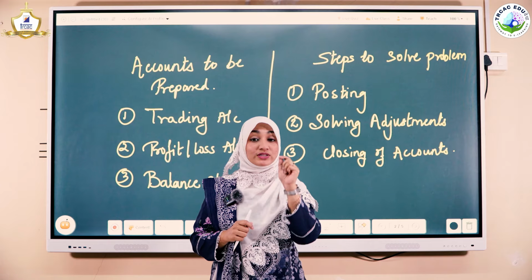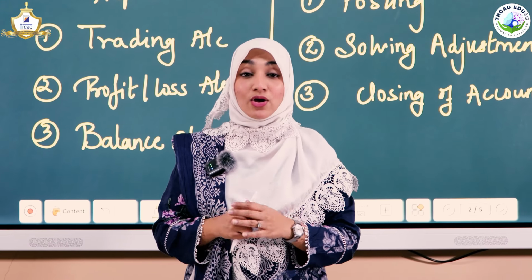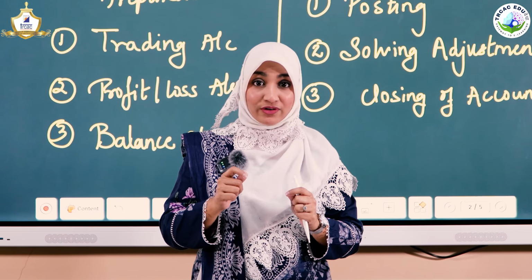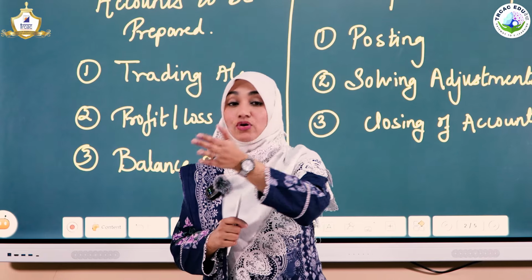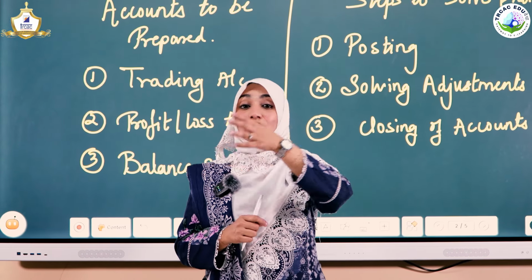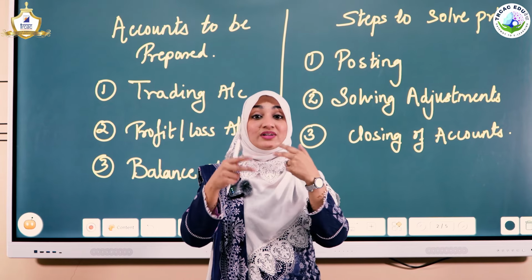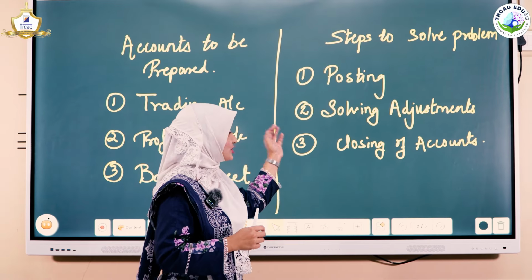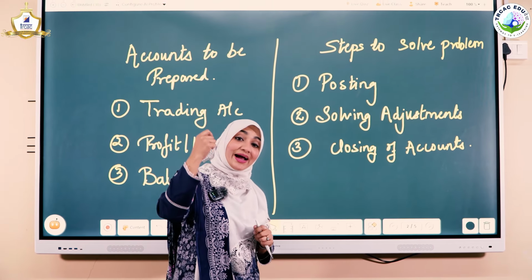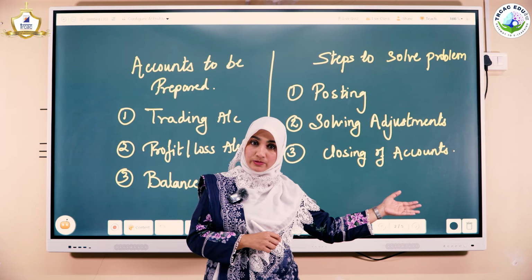If you remember, what is the speciality of the adjustment? Speciality of the adjustment is every adjustment has double effect. Yes, they are recorded either on the trading account and profit and loss account, or trading account or balance sheet, or profit and loss account or balance sheet. So they have double effect. So accordingly, we need to solve the adjustment. And the last and the final step, okay, that is closing of the accounts.